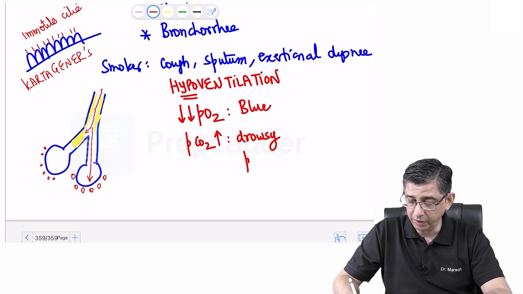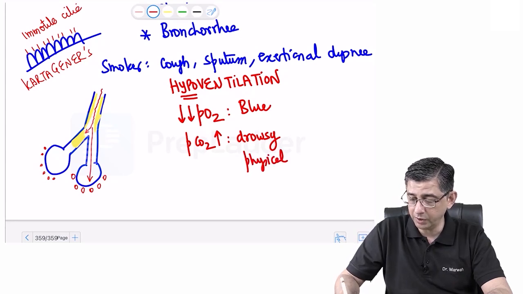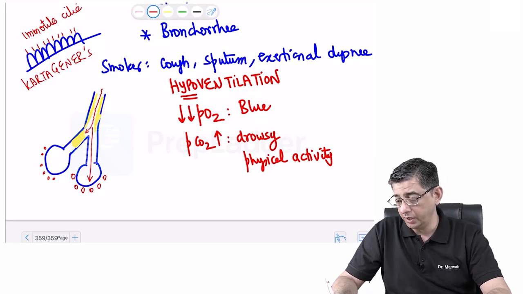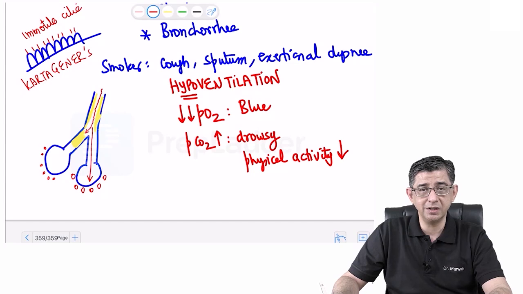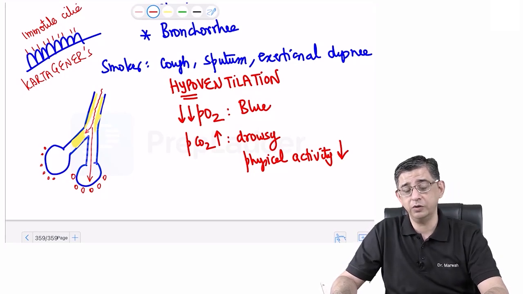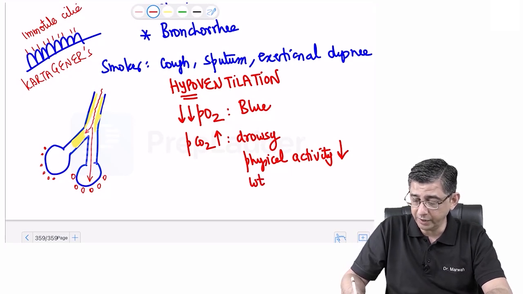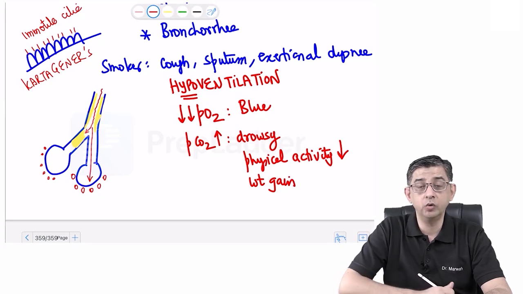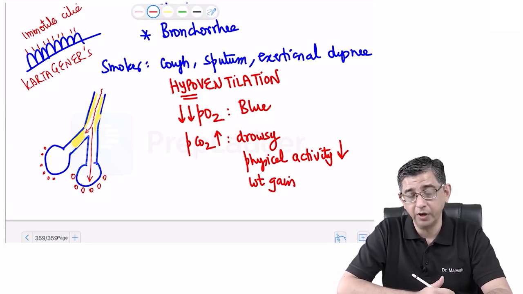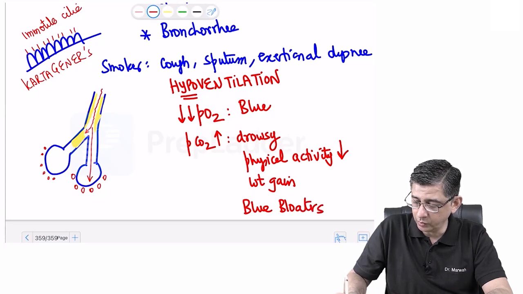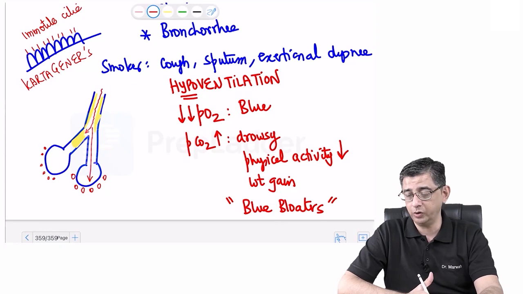The physical activity, I mean, we always tell our COPD patients to maintain a daily routine and try to do a bit of physical activity to the level that they can tolerate. But in these people, because of increase of carbon dioxide, the person will feel sleepy for most part of the day. There will be a physical activity restriction, which will explain why these patients will tend to put on some weight, and therefore you always read the word blue bloaters. So I have just tried to explain here why COPD, especially the chronic bronchitis component, is referred to as a blue bloater, because the person tends to put on weight.